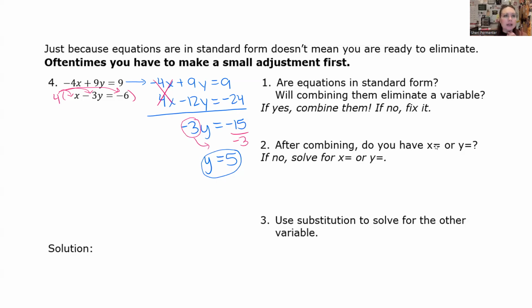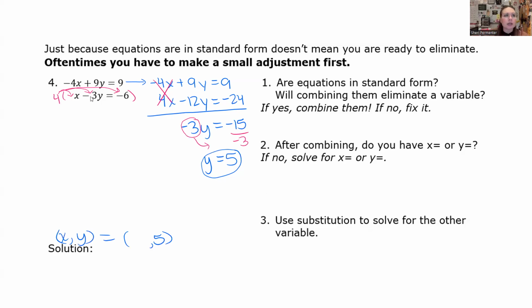After combining, we didn't have x equals, but we solved for it really simply. Now we have x or y equals. So in this case, we have y equals. Our solution is always going to be x comma y. I know the y part of my solution is 5. Now I need to solve for the x part. So I'm going to use substitution to solve for the other variable.